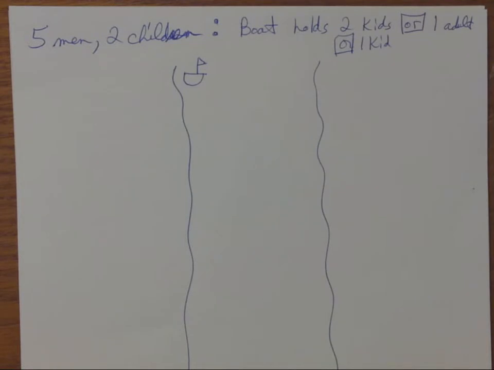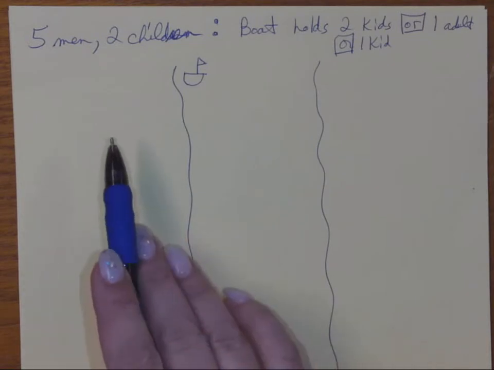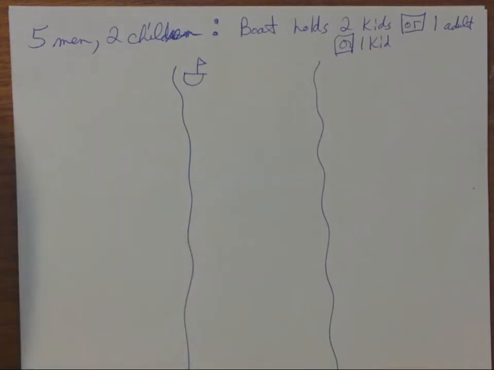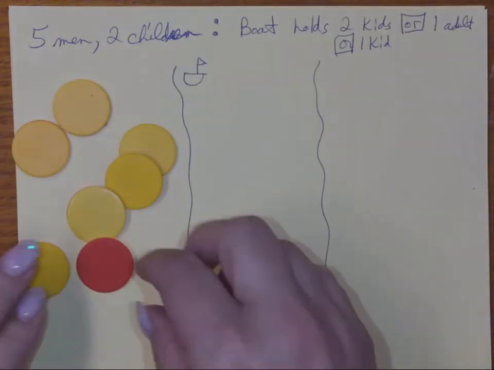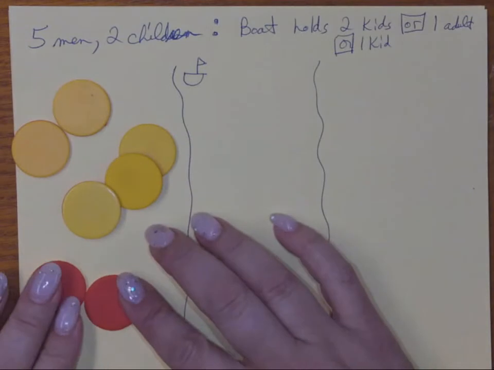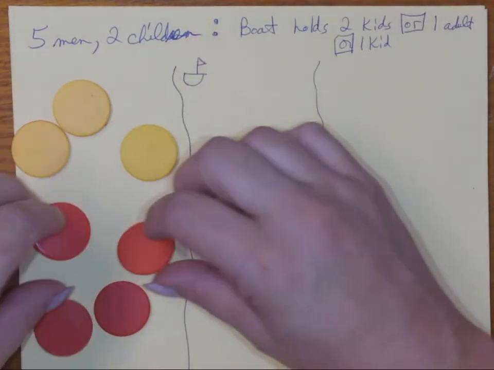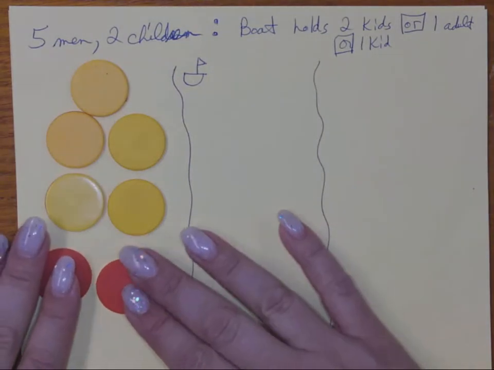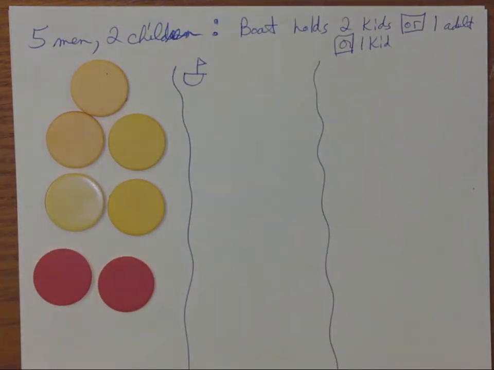And so I'm standing over here on this side of the river, and I've got 5 men and 2 children. So I'm going to do this as a manipulative-based problem. I've got some of our 2 color counters back out. I'm going to make the 2 children be red, and I'm going to make the 5 men be yellow, okay? And this is my river, okay?